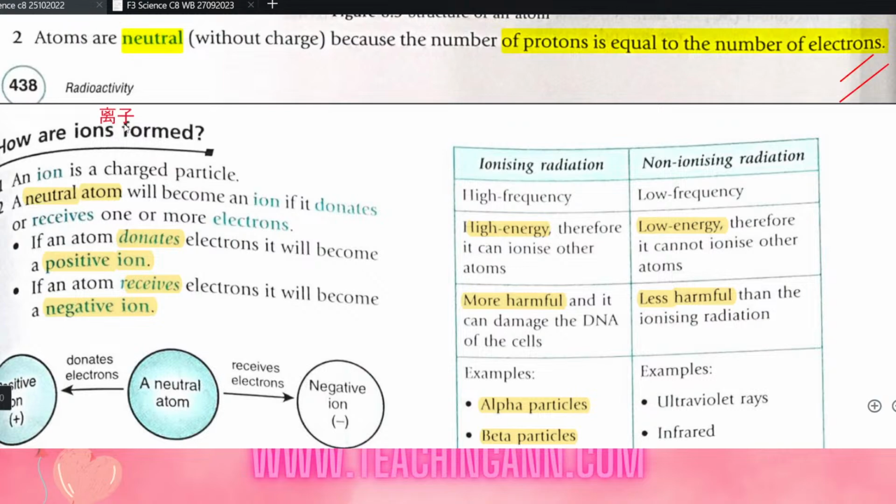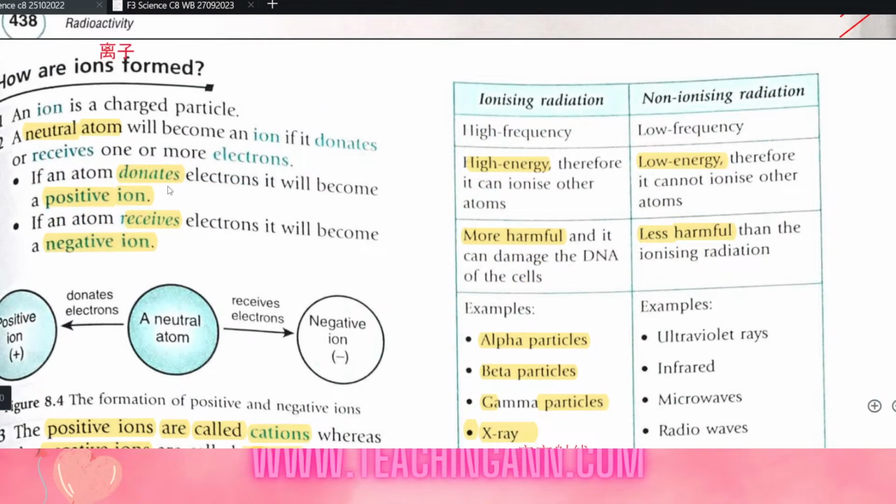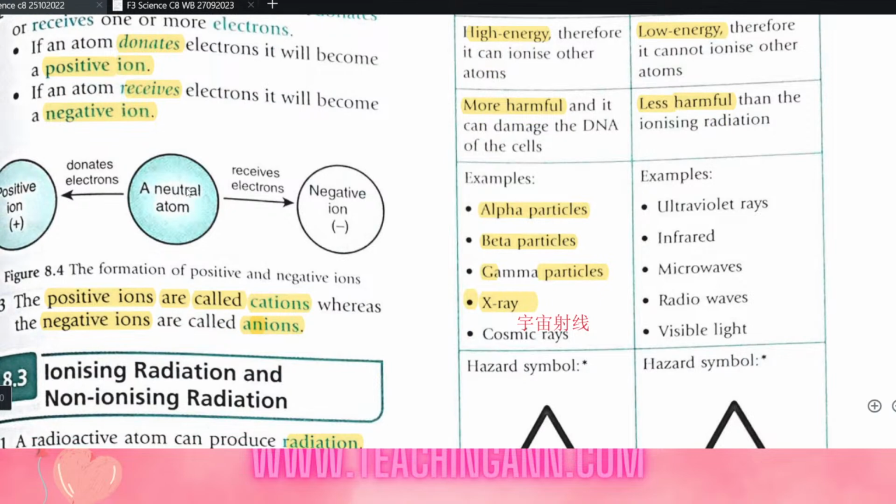So ions are what we call 离子. Ion is basically an atom, but the difference between an ion and an atom is simply the electron. So usually when the proton and electron numbers are the same, it is called a neutral atom. Proton and electron, when they are the same, they are neutral.